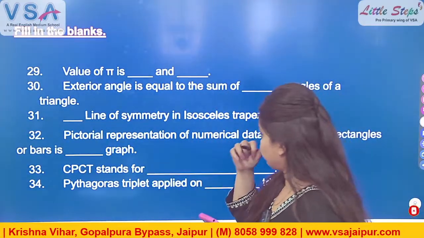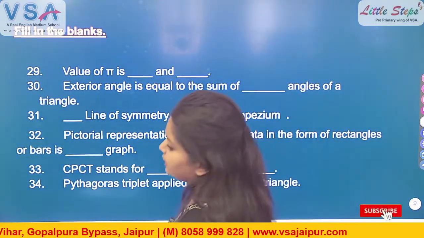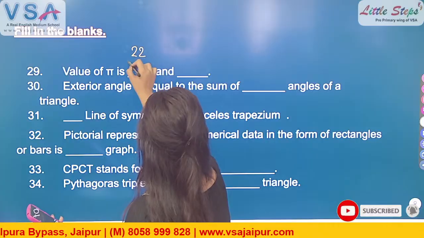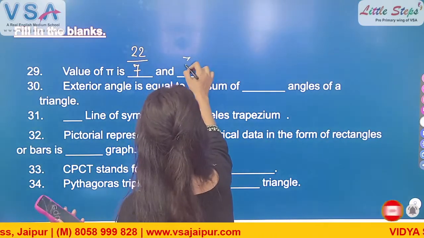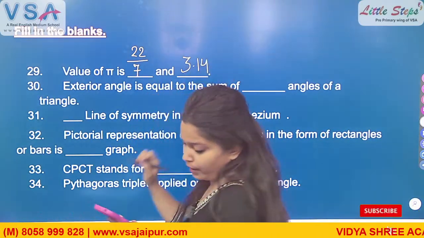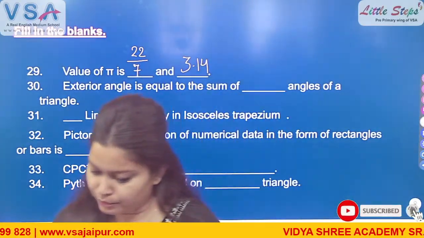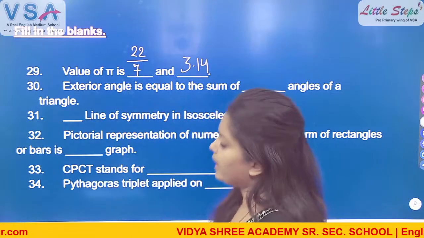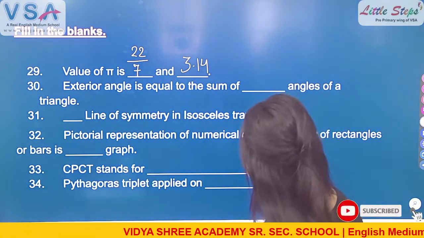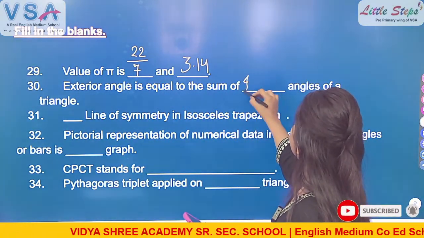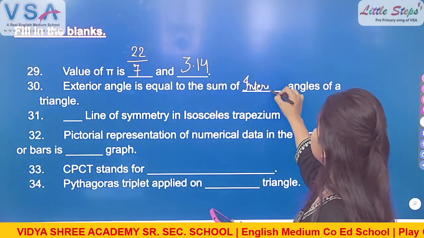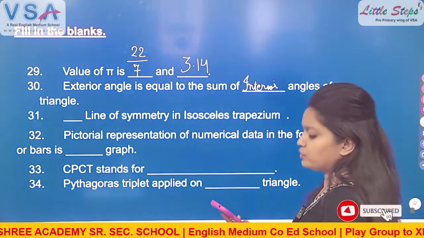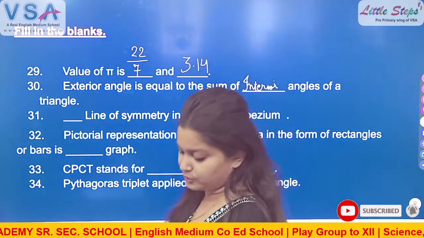Now we are doing fill in the blanks. The value of pi is 22 upon 7, and also we will use 3.14. Okay. Moving on to the next fill in the blanks. Exterior angle is equal to the sum of interior opposite angles of a triangle. Only the sum of the inner angles makes the exterior angle.